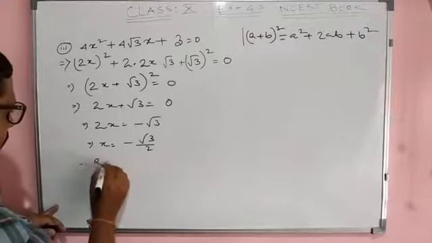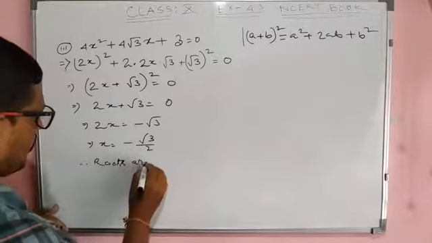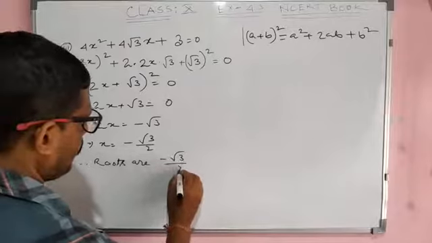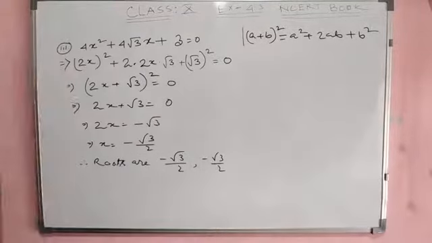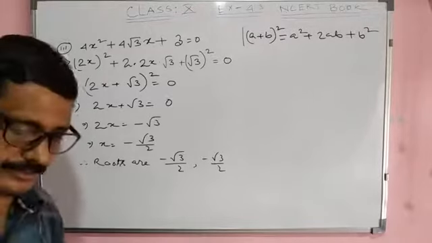Therefore the roots are minus root 3 by 2, comma, minus root 3 by 2. So this is a very important thing that we should remember.